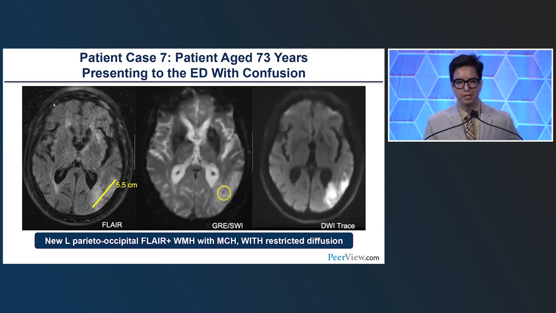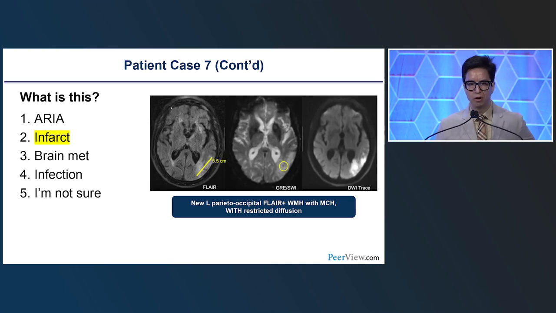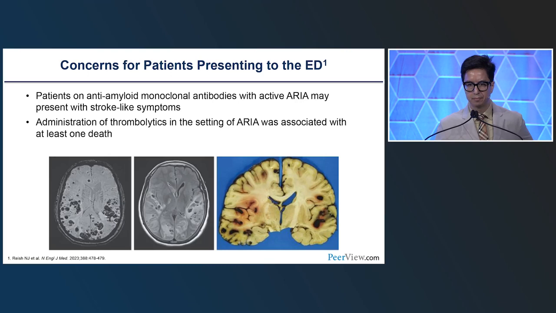This is an individual that has a new finding of FLAIR hyperintensity, microhemorrhages, and restricted diffusion. We don't know the history of treatment in this case, but what would you say this finding represents, thinking about your typical neuroradiology differential? Is it ARIA, infarct, brain met, infection, or unknown? That's actually infarct. The fact that you have restricted diffusion is really important, and of course, you won't typically see that as much with ARIA.